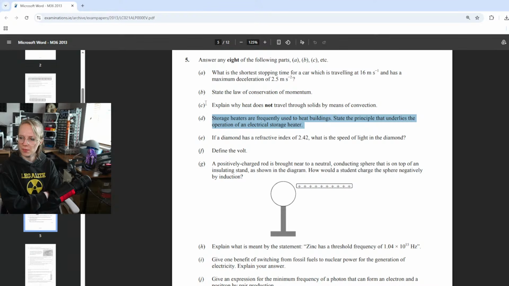Is it just supplying an amount of heat? Lots of... It's the resistance one, right? That's all it is. What's an electrical storage heater, actually? It's not like a heat pump, right? This isn't a heat pump question by any chance.